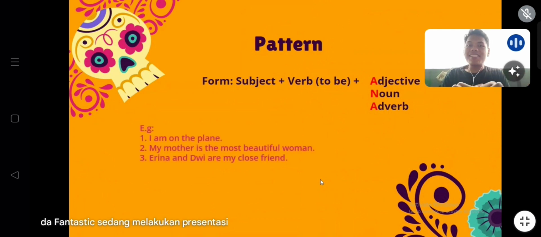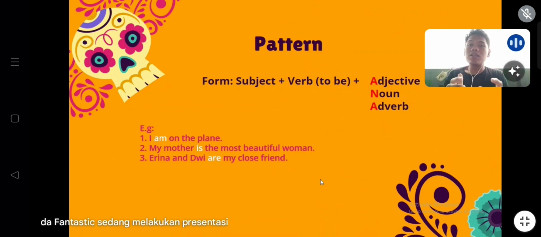For example, I am on the plane. My mother is the most beautiful woman. Erina and Dwi are my close friends. Does any of the sentences contain a verb? No. From I am on the plane, it only gives the meaning that I is on the plane. The subject is inside the plane.